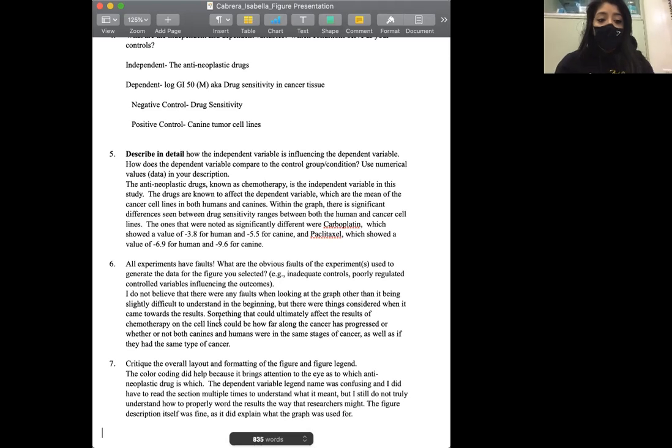Overall, the color coding of the graph did help. I really did appreciate that from them because it helped me to really differentiate the different types of chemotherapy there was. The figure description itself was fine. It explained what the graph was used for.